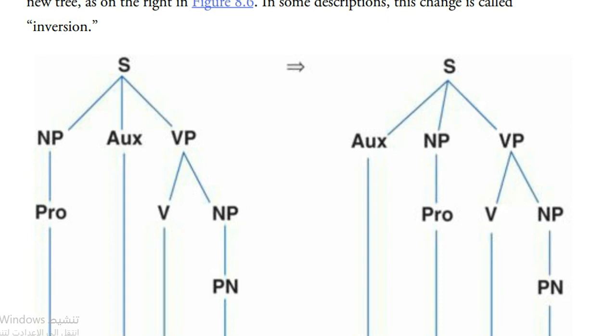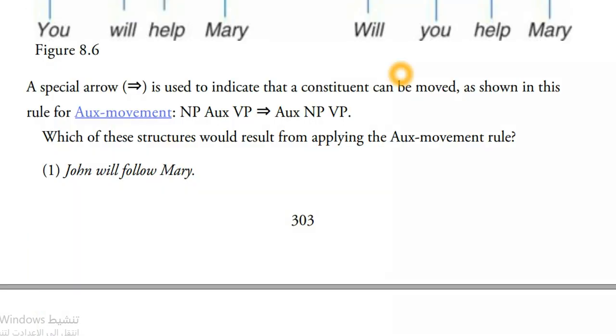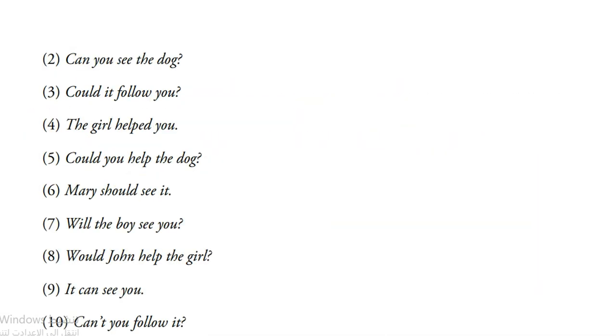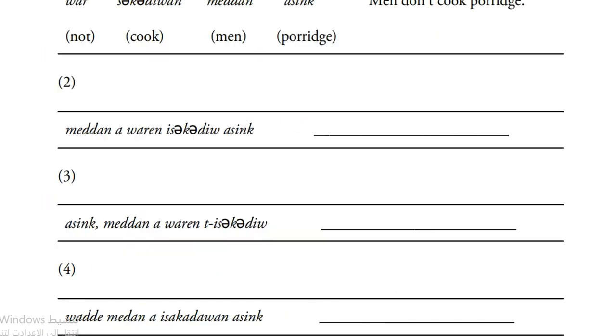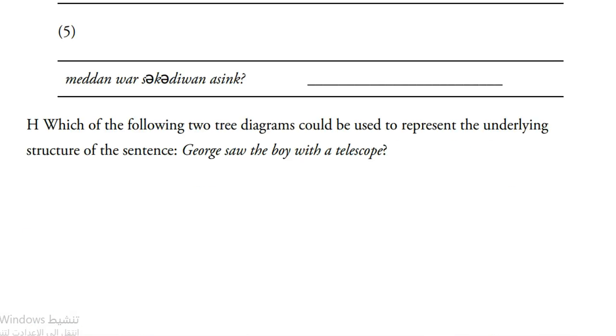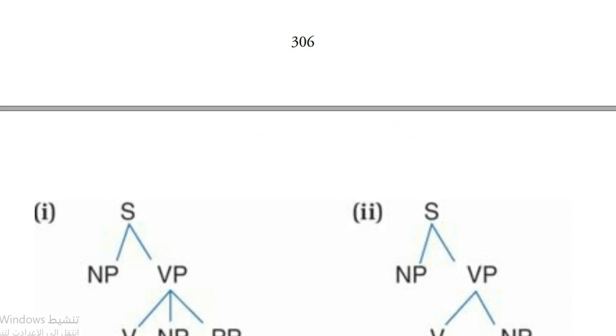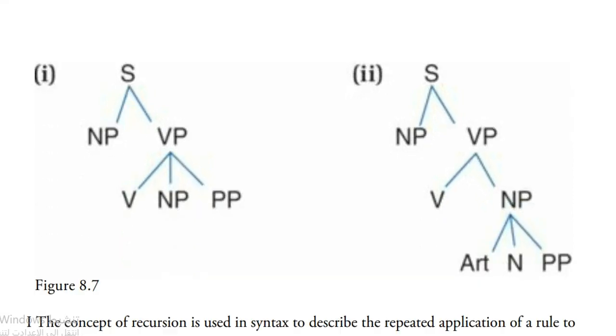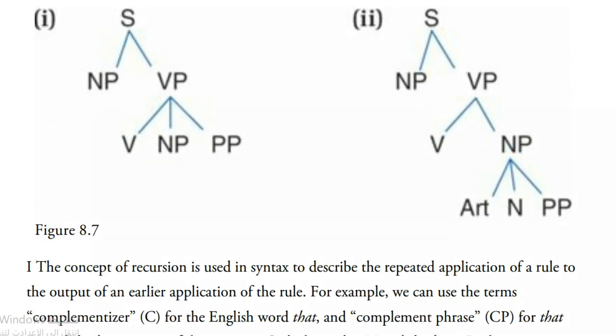We also have another way to talk about auxiliary. Auxiliary means what? Auxiliary means will, as you can see here. So it all depends on the structure. And here we have another example of a tree diagram that we use: George saw the boy with a telescope. We can draw it into two different structures. So we have structure 1 and structure 2, and both are possible because of ambiguity.